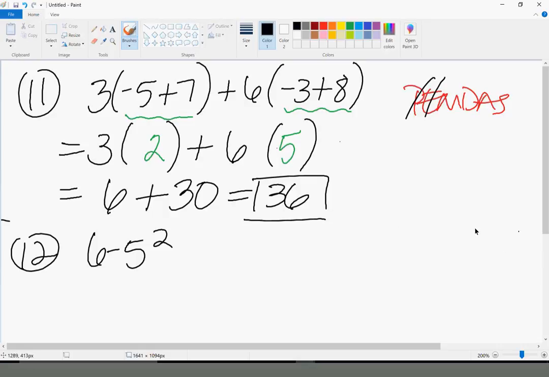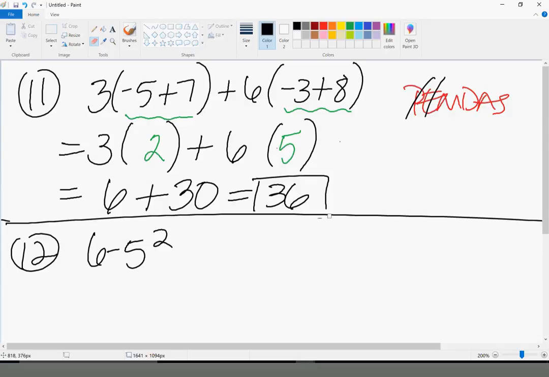Okay, let's look at number 12. Okay, so we have 6 minus 5 squared. So again, order of operations. We don't have any parentheses. We do have exponents, so now we want to address this exponent. This is 6 minus 5 squared. Whatever is directly to the left of the exponent is the base. So in this case, the base is just this positive 5. Now, I want to do a little side note.